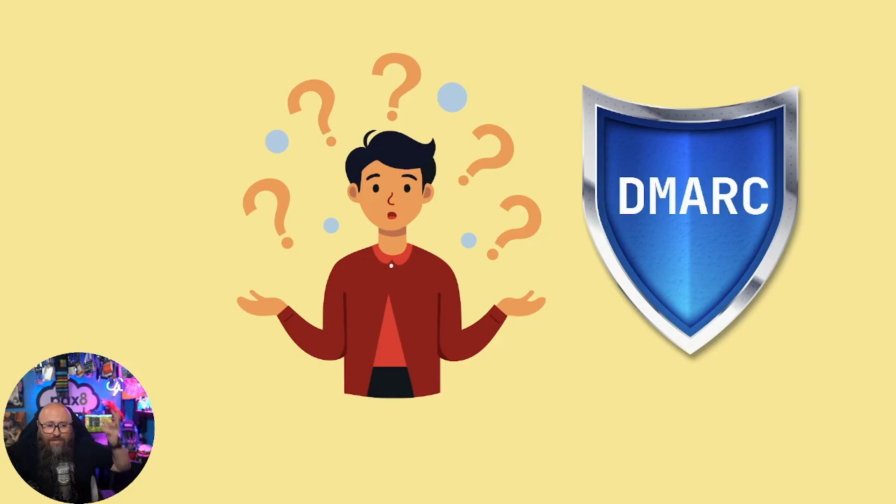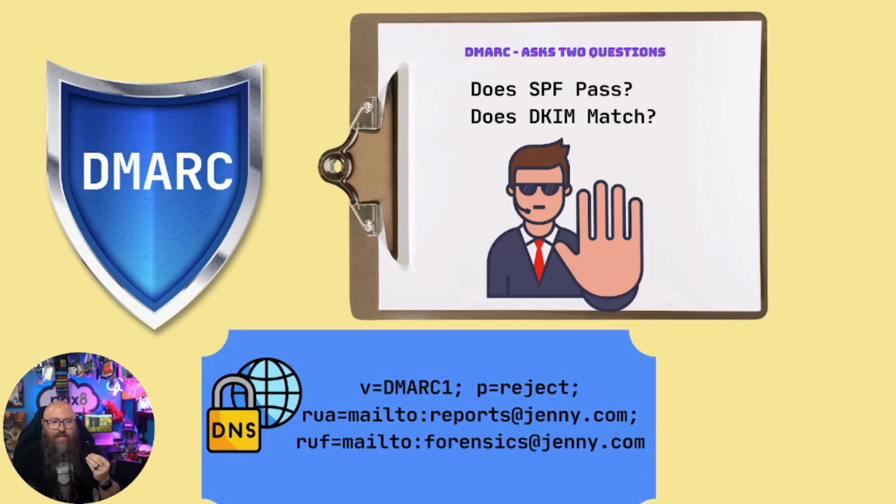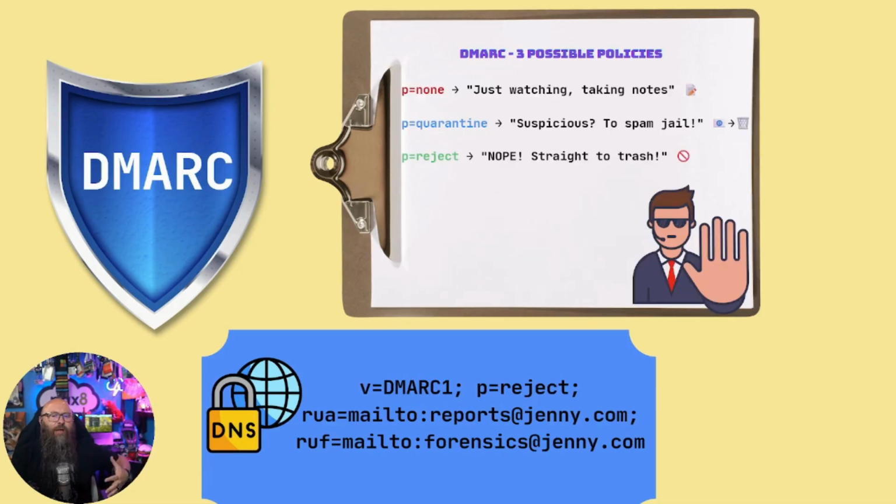All right, then what is DMARC? I've built up SPF, I've built up what DKIM is. What is DMARC? DMARC essentially tries to ask two questions. We just talked about them. Does SPF pass? And does the DKIM signature match? That's what it's asking. There are a couple of other entries in there that we'll see, but let's unpack this.